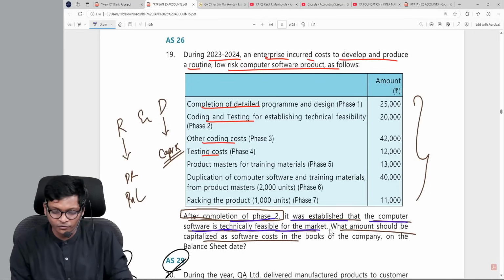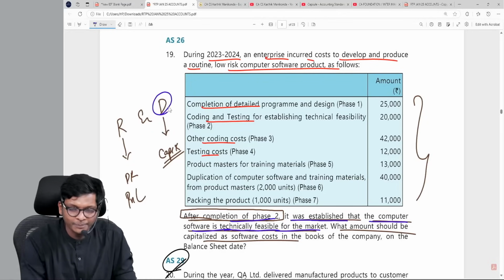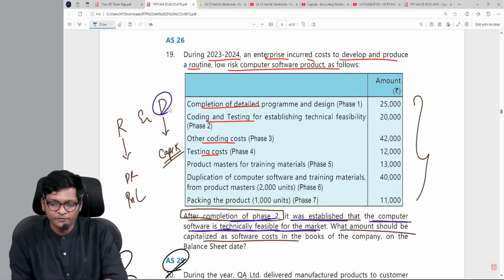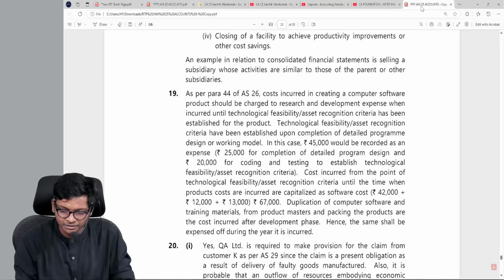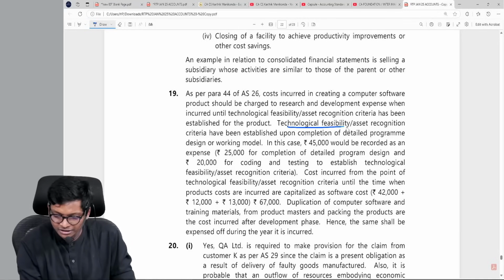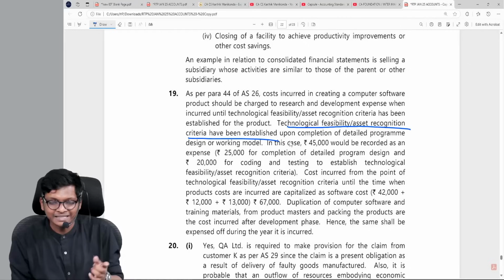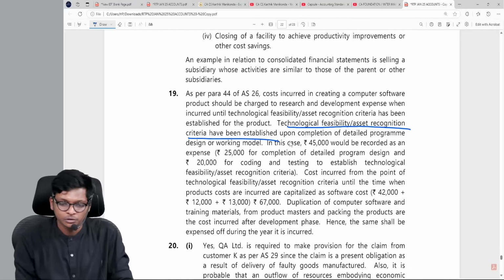Technically feasible for the market. Under development, there are some points. If you see under development, what are those points? They will say when asset's technological feasibility has been met, then development has started. Okay.